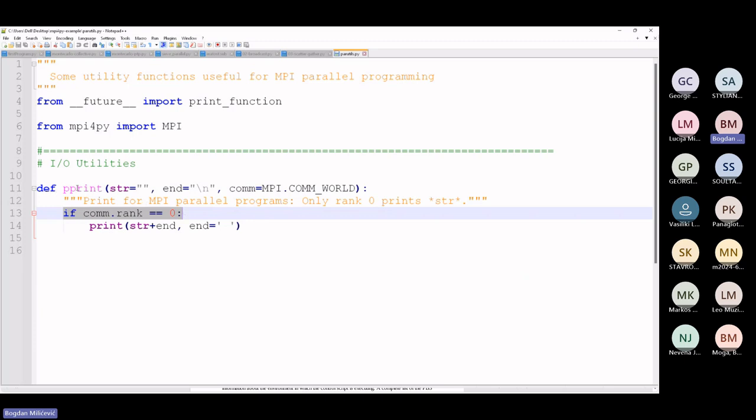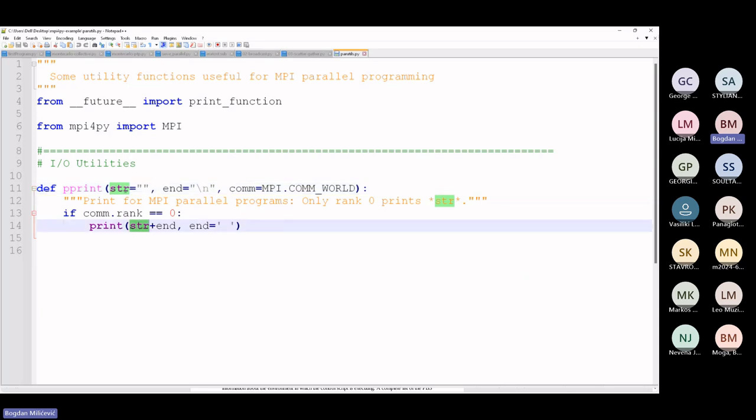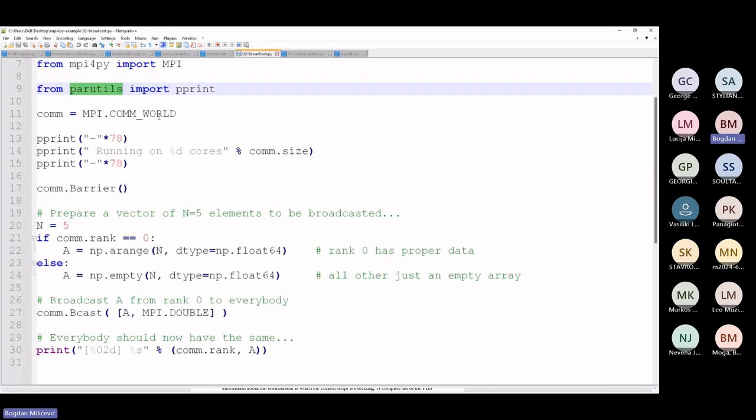So if you call pprint from this module, only the zeroth process will print the str value, not the word str as a string. So this will be some text. It will print new line, and then that's it. So here in broadcast, this pprint is actually that print that I have shown you, not just the regular one. So the zeroth process will print 78 dashes. Then it will print running on this many cores. It will be the number of processes. This comm size is the number of processes. Then it will print once again 78 dashes.